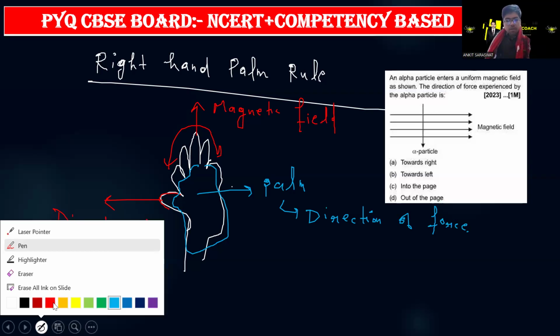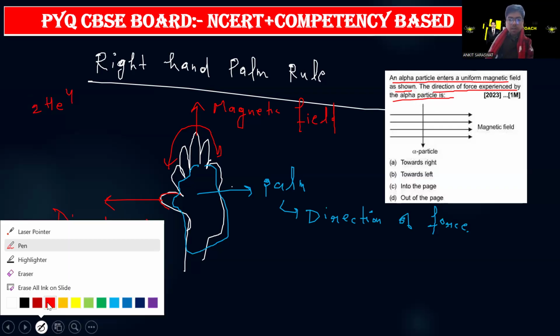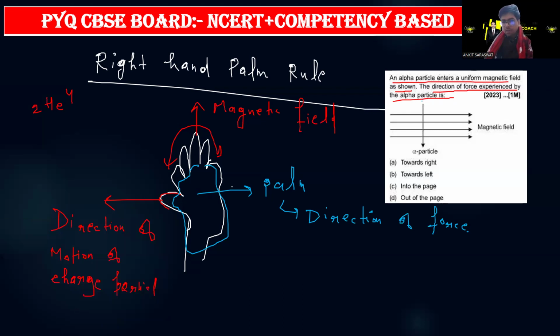Now, just read this question, what they are saying. An alpha particle enters a uniform magnetic field as shown. What is the direction of the force experienced by the alpha particle? Now, alpha particle is 2He4. Its mass is 4 times the mass of a proton, and it is a positively charged particle. Now, it is going in the downward direction. You can check it is going in the downward direction. Magnetic field is to the right.